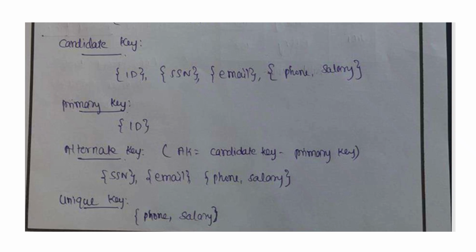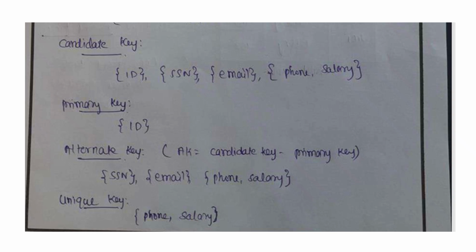So candidate keys are 5 keys, primary key is 1 key. The rest of the remaining keys are called alternate keys: SSN, email, phone and salary. These are the alternate keys.